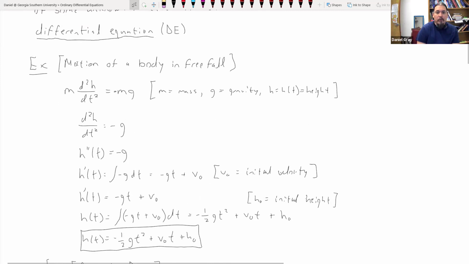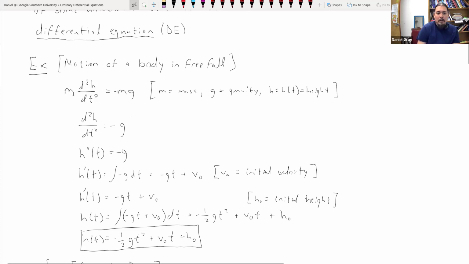Here I have an example from physics, the motion of a body in free fall. So this says that the mass of the object times the second derivative of the height of the object is equal to negative the mass times the gravitational constant. A lot of this you would discuss in a physics class. But we know that the acceleration of the object is the second derivative of the height, and so this is mass times acceleration. And since the only force acting on this is gravity, that's why the right-hand side is negative mg, where the negative sign comes from the fact that we're falling down.